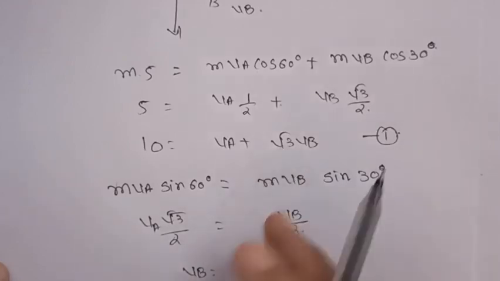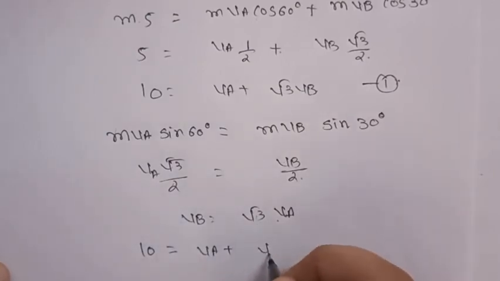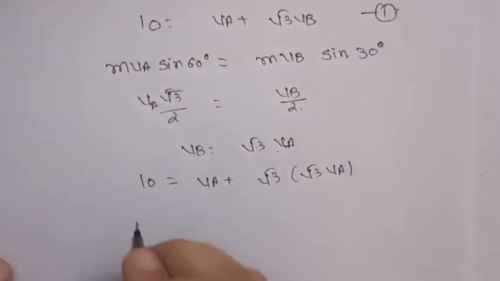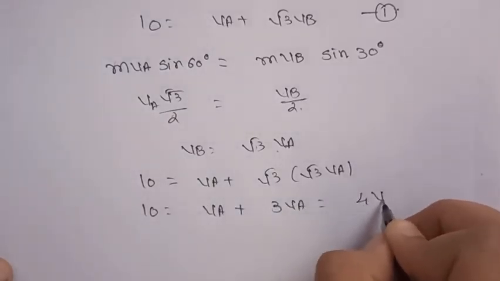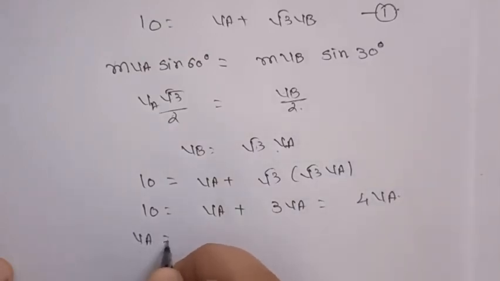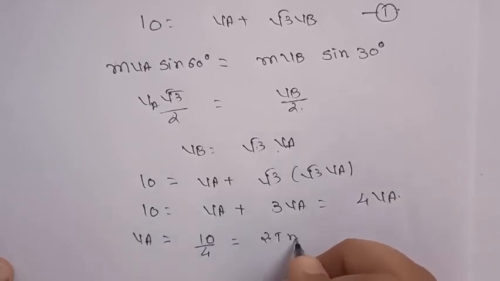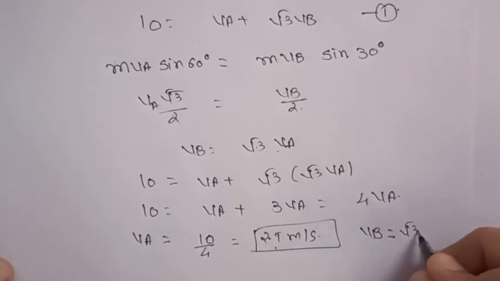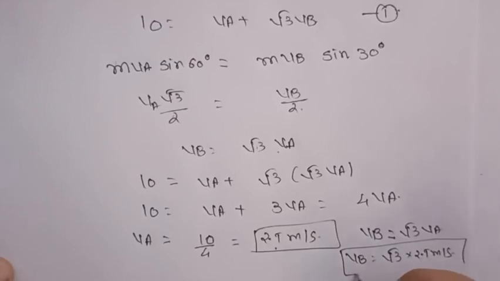Put the value in this equation. So 10 is equal to VA plus root 3 times root 3 VA. So 10 is equal to VA plus 3 VA, that is equal to 4 VA. So velocity of A after collision will be 10 divided by 4, that is equal to 2.5 meter per second. And velocity of B is root 3 times VA, that is root 3 into 2.5 meter per second. So this will be our final answer.